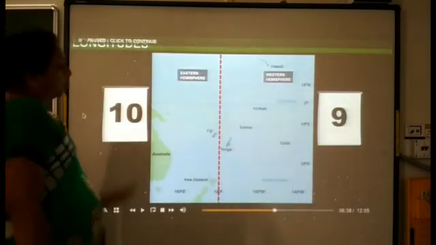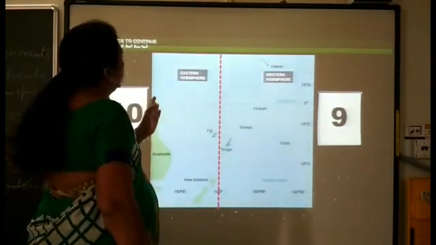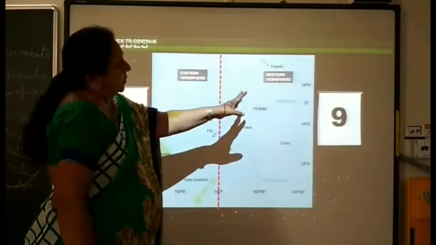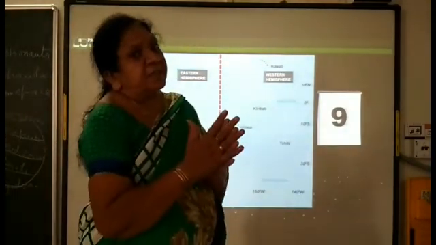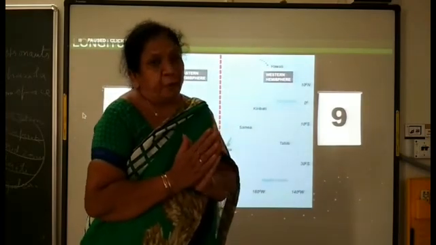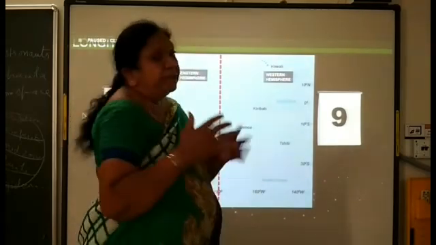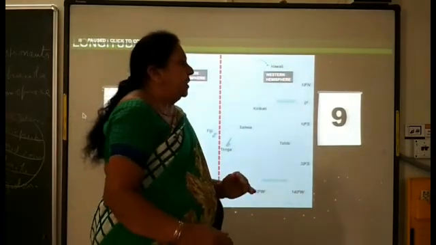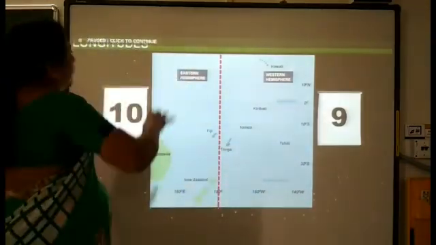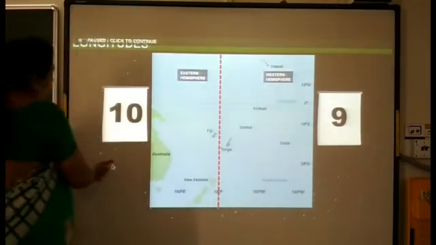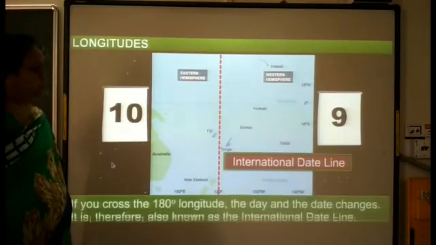See here, in total there are 360 meridians, or longitudes, in the eastern hemisphere and western hemisphere. Suppose the sun faces toward India, so we are having daytime. Suppose the other part is night time. So, even the date changes. Today we are having 9 and there it is 10. So, the date changes from eastern hemisphere to western hemisphere. This is called the International Date Line.